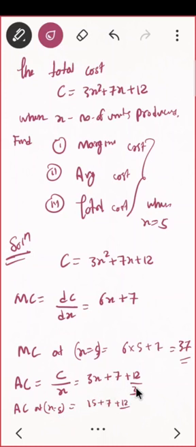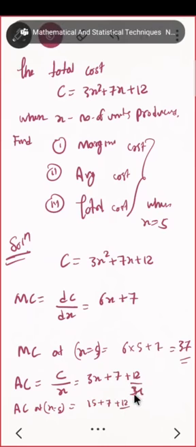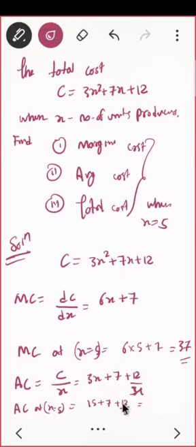12 upon 5. No, I'm sorry. This is 12 upon x. So 12 upon 5. So it will be, I think, 24.4 maybe. Just check. Okay. And what is the last thing?